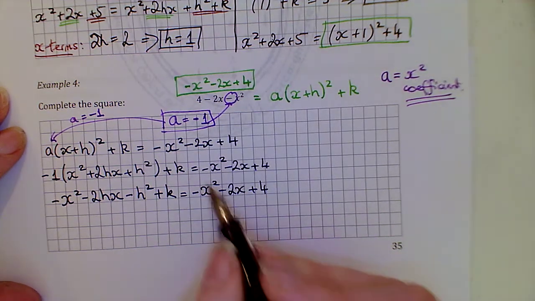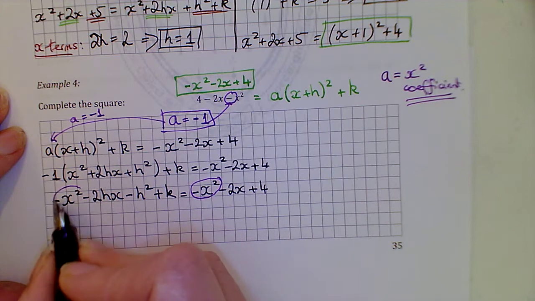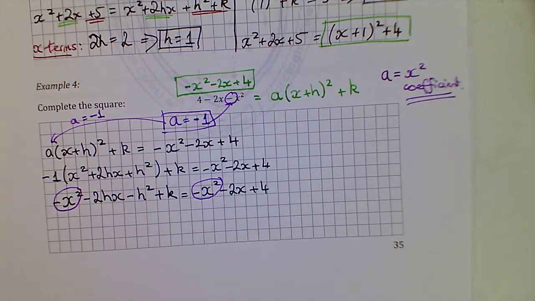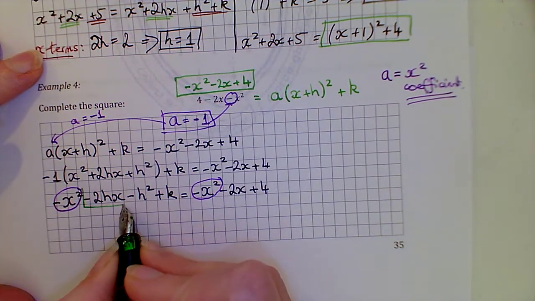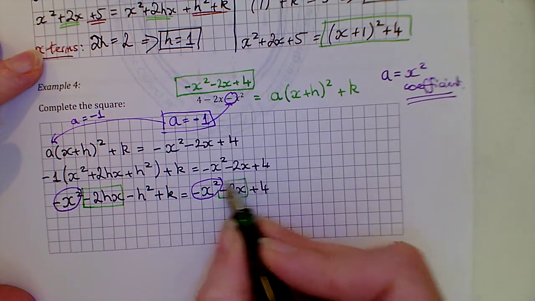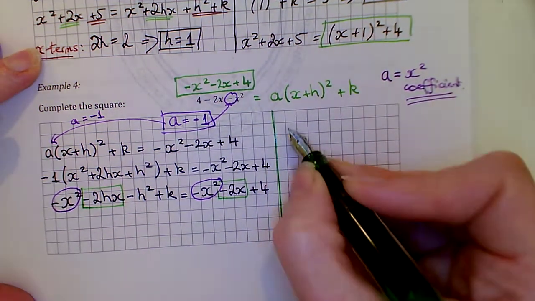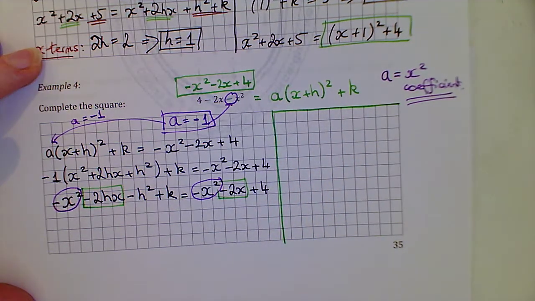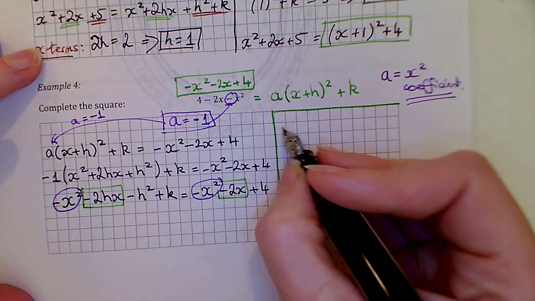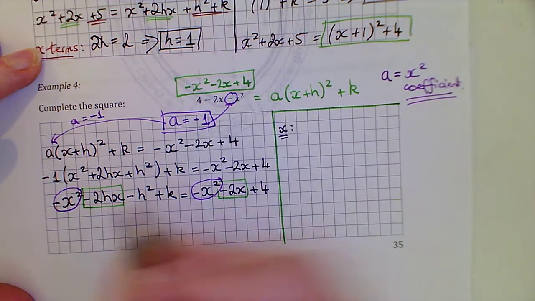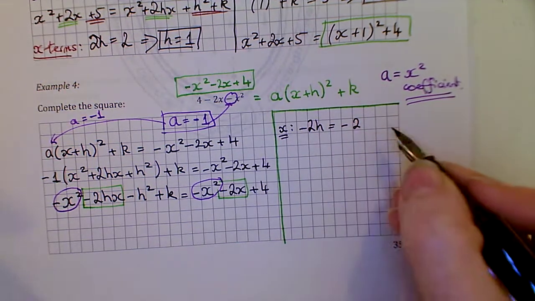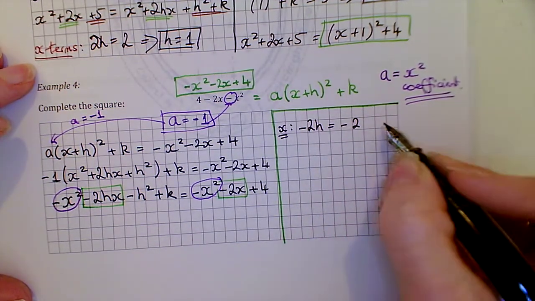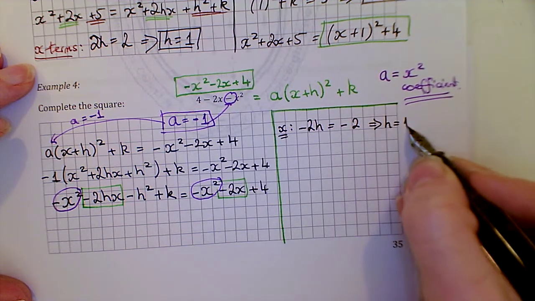Now, if you look here, these guys are the same, and they need to be the same or else the rest of it doesn't work. So from here, I can do what I've been doing all along and equate my x terms. So my x terms, and I just ignore the x part of it, minus 2h is equal to -2. So the only thing that's different here, I still divide across. I divide across by -2, and I get that h is equal to 1.